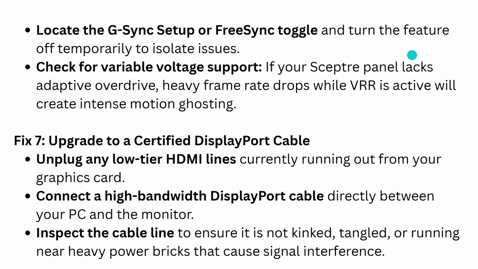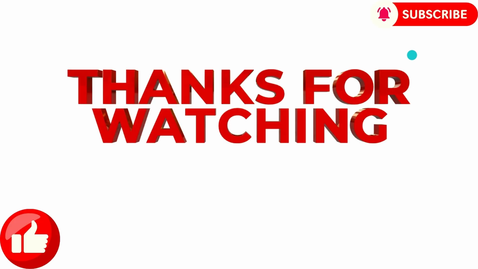Fix 7. Upgrade to a certified DisplayPort cable. Unplug any low tier HDMI lines currently running out from your graphics card. Connect a high bandwidth DisplayPort cable directly between your PC and the monitor. Inspect the cable line to ensure it is not kinked, tangled, or running near heavy power bricks that cause signal interference. So that's all for the video.